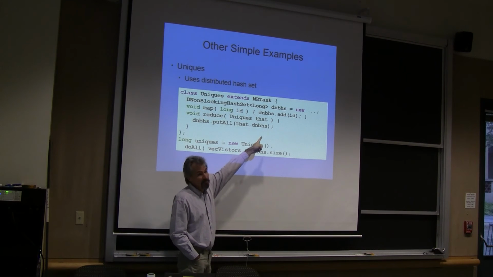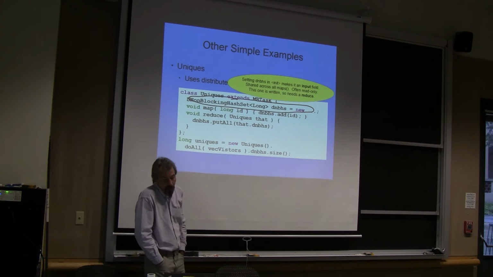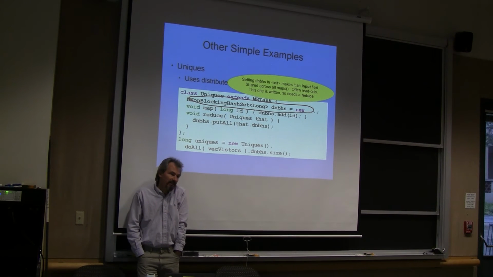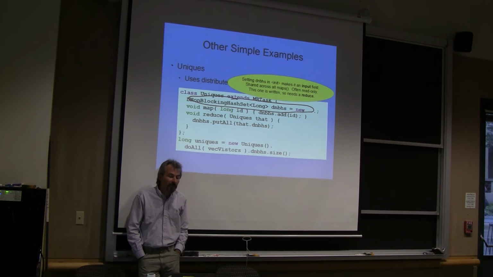So that add call has to be thread safe. Otherwise, and that's why it's a non-blocking hash set instead of the plain hash set, because everyone's sharing the same hash set. Now it is cloned per node, so they're only sharing on one node. They're not sharing, of course, across physical distributed systems. They can't. So you still have to have a reduction.